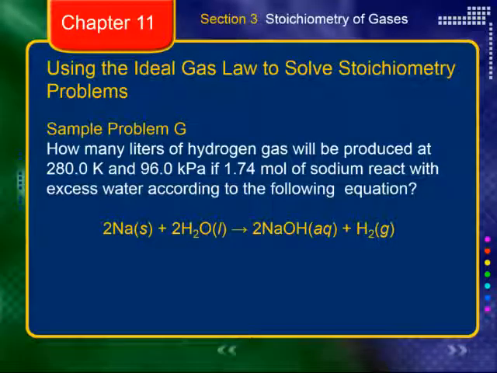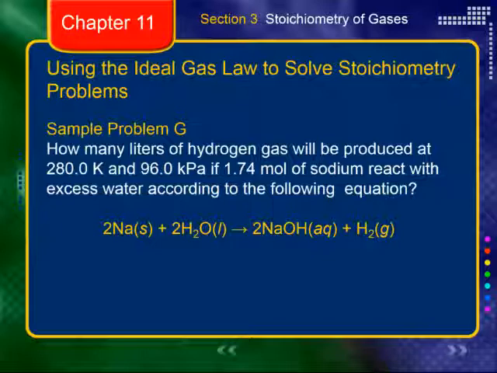So let's give this a shot. I'm going to have you attempt this first, because your basic skills right now should be able to bring you along this path, even if you don't quite understand each step. You should be able to go through the motions at the very least. So you are going to attempt this on your own first. How many liters of hydrogen gas will be produced at 280.0 Kelvin and 96.0 kilopascals if 1.74 moles of sodium react with excess water, according to the following equation? So here's my mole ratio, 2 to 2 to 2 to 1. Here's also my volume ratio, 2 to 2 to 2 to 1.